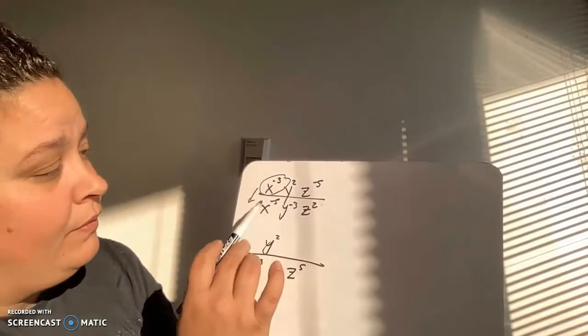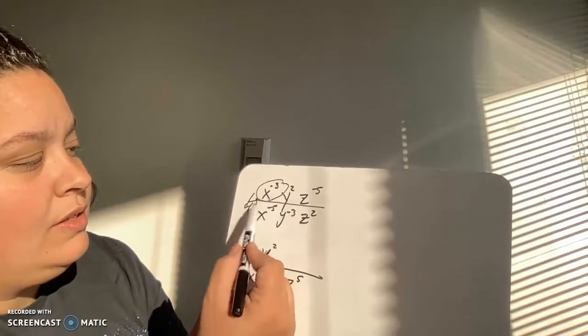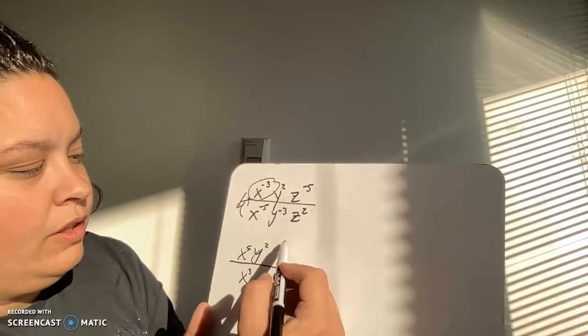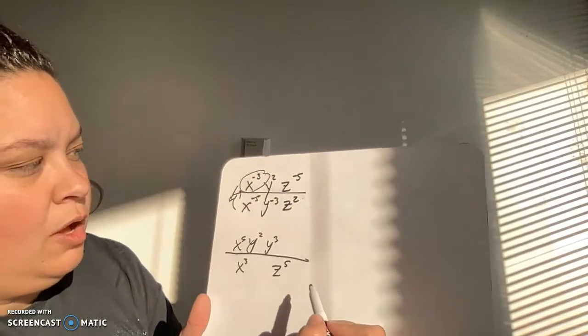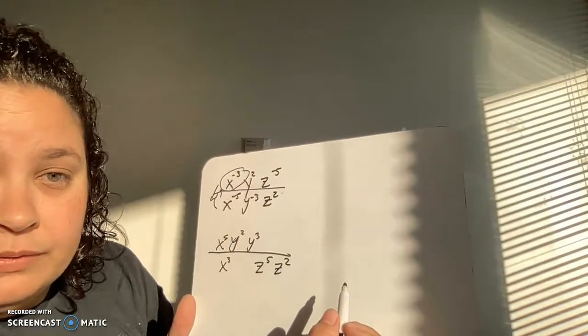Then we go to the bottom. If it's a negative, it moves to the top. So this x to the 5th moves to the top. This y to the 3rd moves to the top. This one is a positive, so it's going to stay exactly where it is.